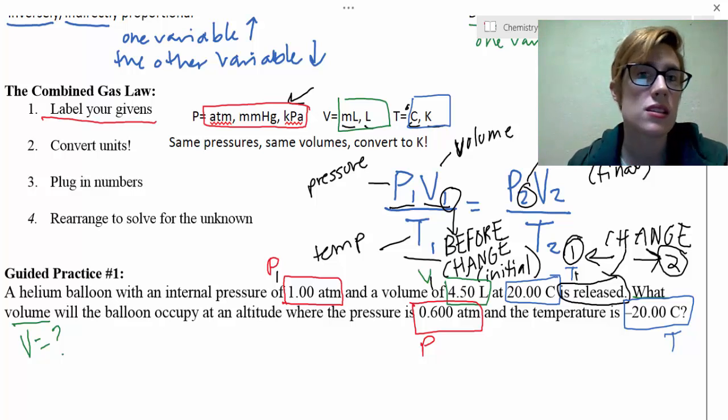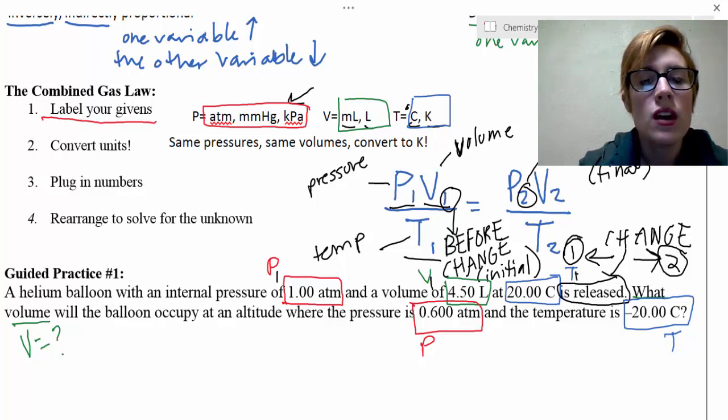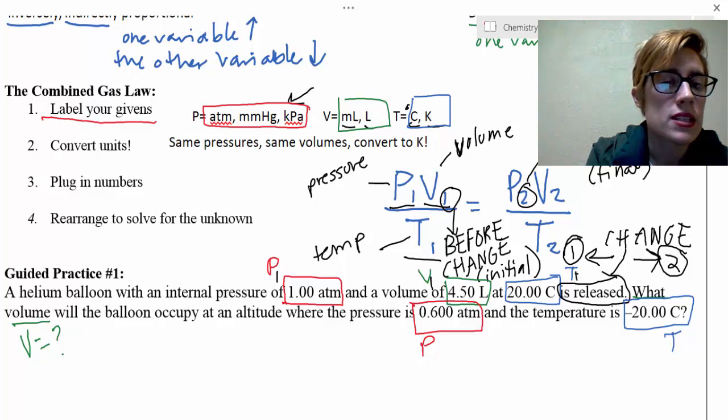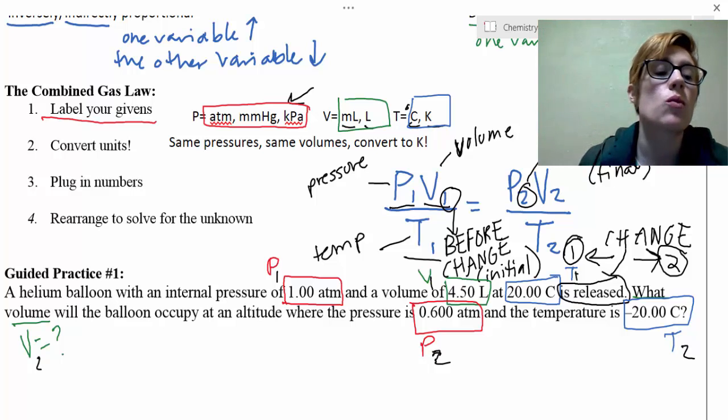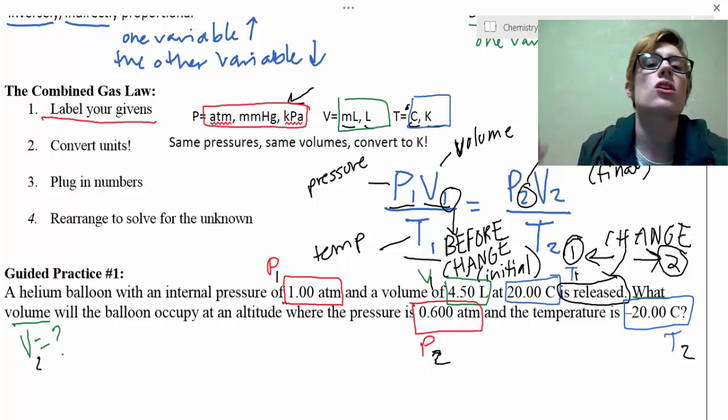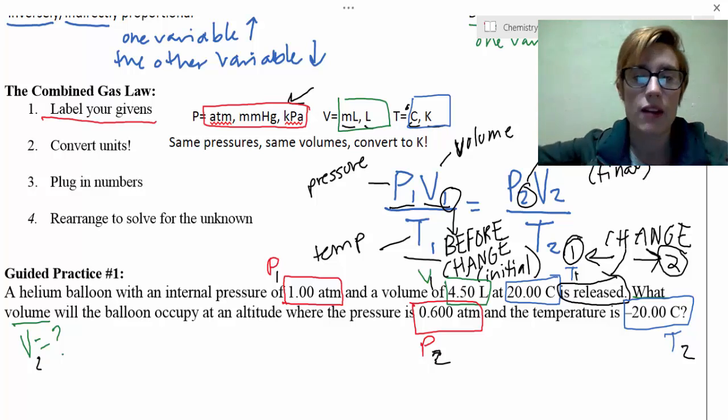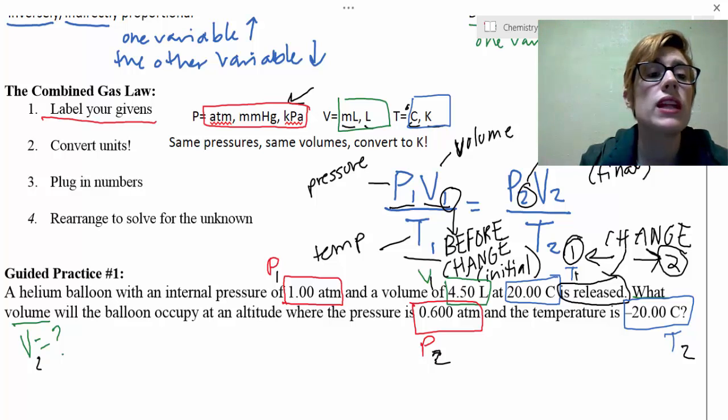The gas being released is like the change that occurred. So this is going to be V2, this will be P2, and this will be T2 because they're all occurring after the change, because it's asking what will the volume of the balloon be? It's talking about future tense, so it's talking about after the change. Okay, so I've labeled all my givens.